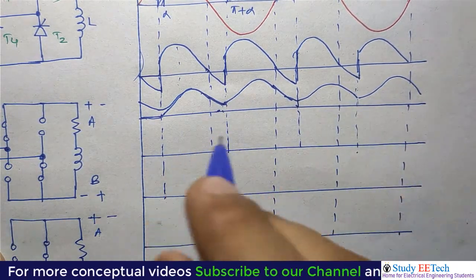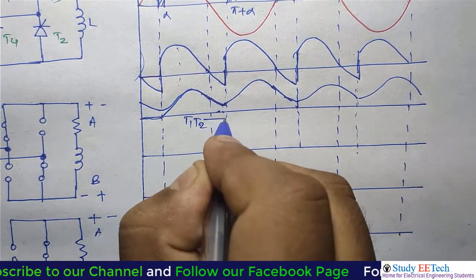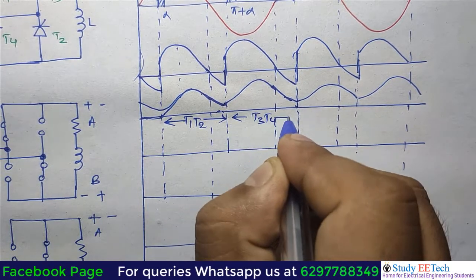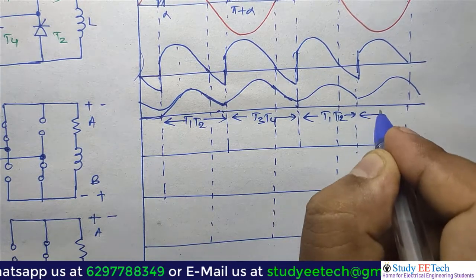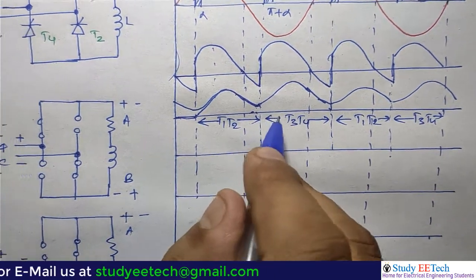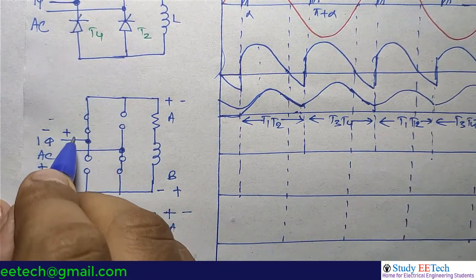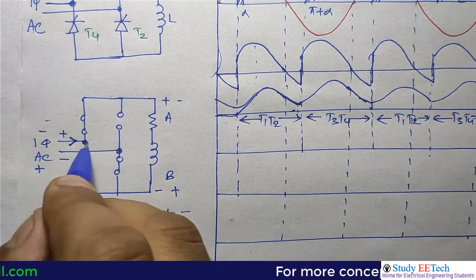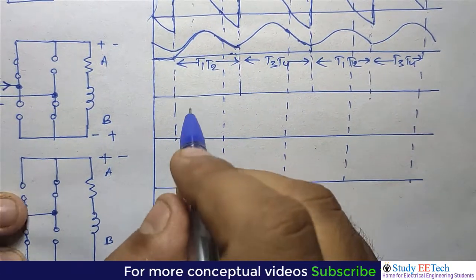So the current through the source, it will definitely be, now let us mark the conductions. Here T1, T2 is conducting. Now T3, T4 is conducting. Here T1, T2, here T3, T4. Now when T1, T2 conducts, which is nothing but this one, positive voltage, the current flows in this direction, and we are assuming this is the reference direction, so positive direction. So this current will be copied and pasted here.